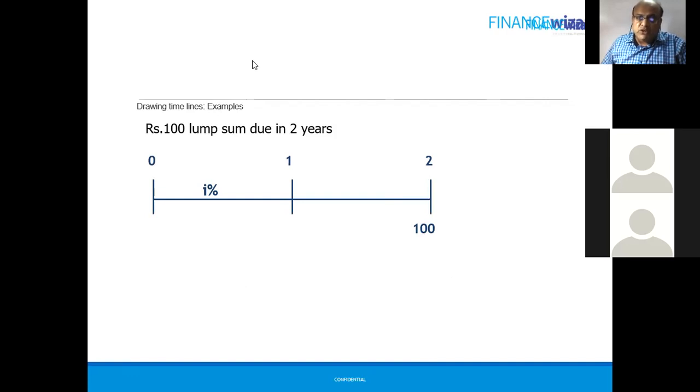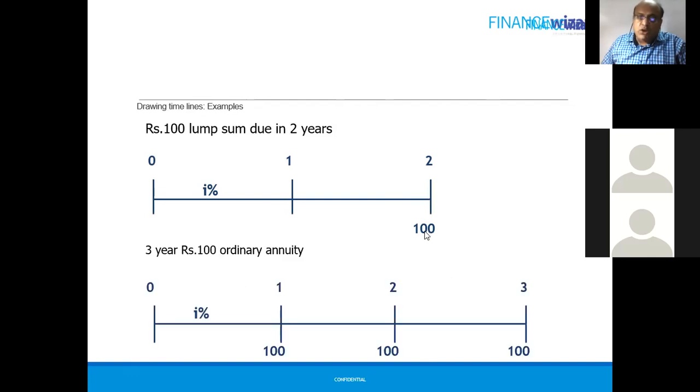After 2 years, you are going to receive 100 rupees. So 100 rupees at the end of 2 years. Next, 3 years, rupees 100 ordinary annuity. What is the meaning of ordinary annuity? Annuity is annual payment. And there are two kinds of annuity, ordinary annuity and annuity due. So if you are getting annual payment from somebody or from some product, it is called annuity.